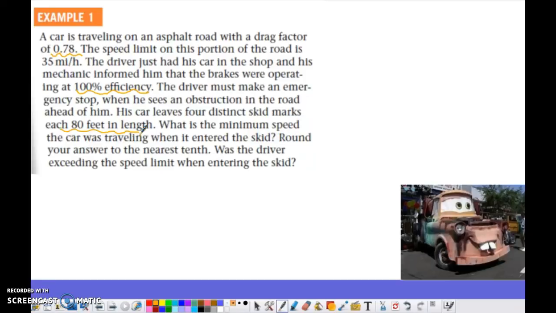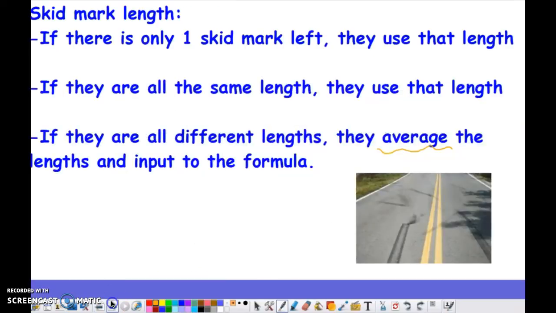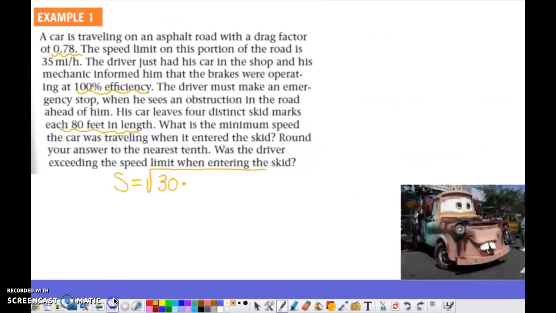So we have to use the formula that we just saw on that last slide since we're talking about skids. So we want to find the speed of the car. So we say S equals the square root of 30 times D, which is my skid distance, times F, which is my drag factor, times N, which is my brake efficiency. So then at this point, I just fill in the information they gave me.